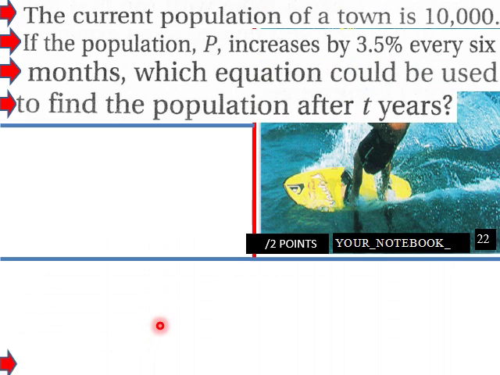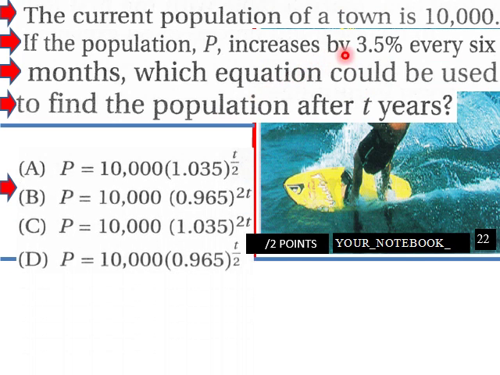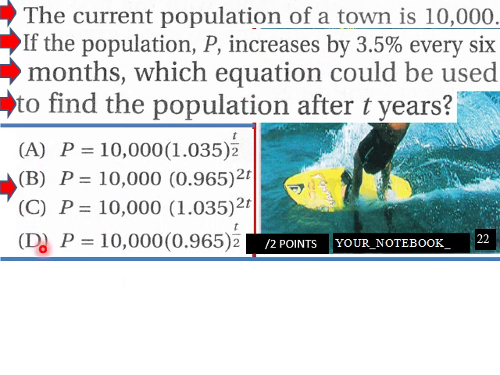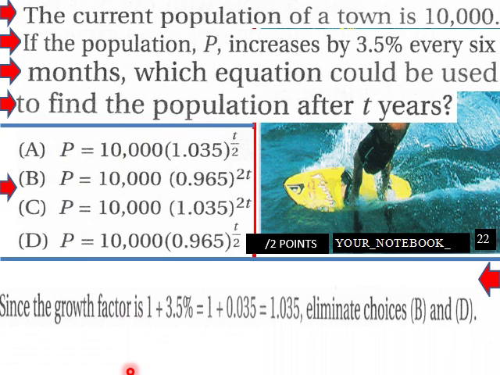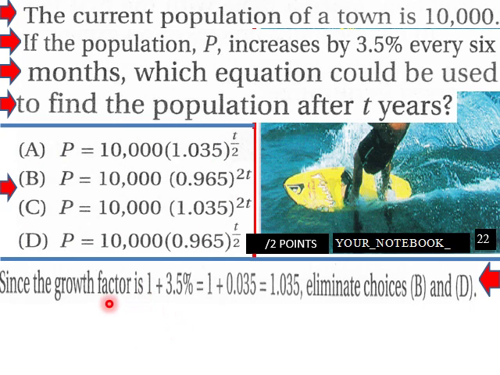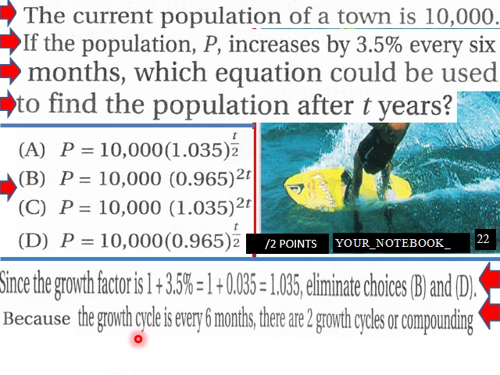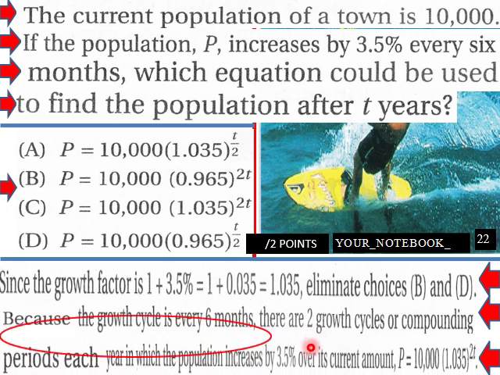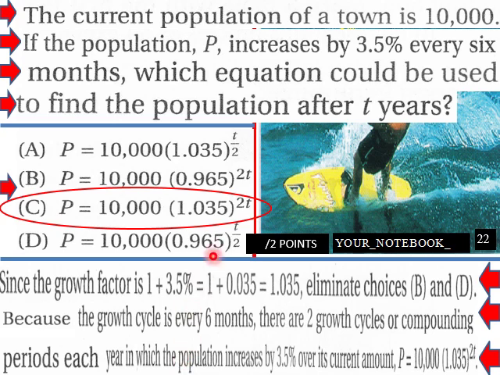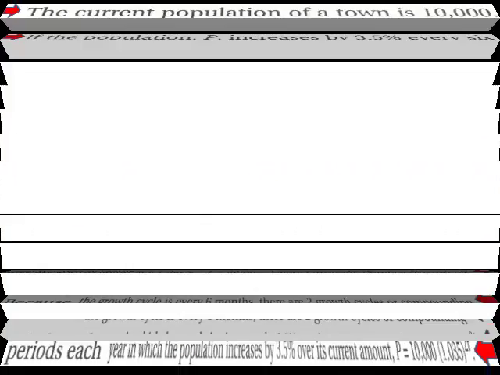So this will be an example here of a town that increases by 3.5% every 6 months. Which one of these would be the formula that would represent that? Growth factors are 1 plus. Eliminate choices B and D, because they're less than 1. And then the growth cycles every 6 months. There are 2 growth cycles or compounding periods each year. So this is a dead giveaway right there.